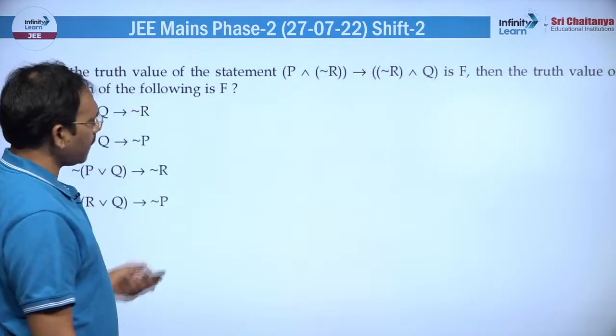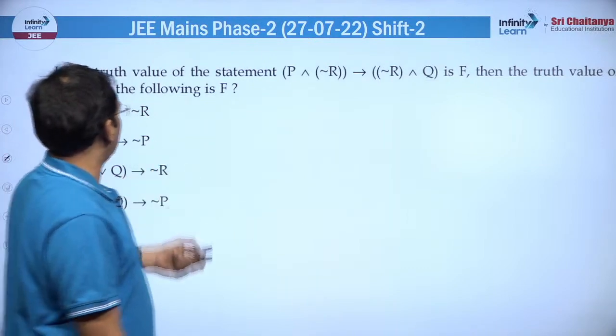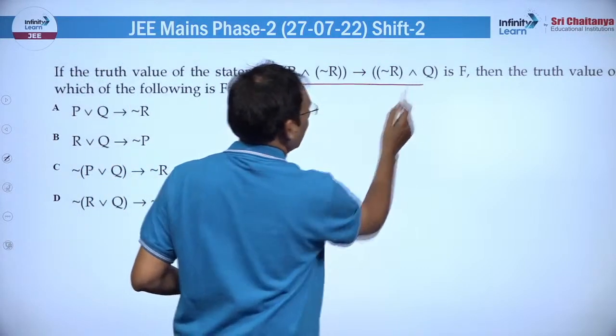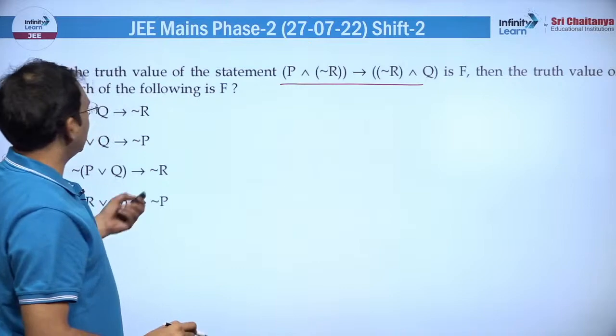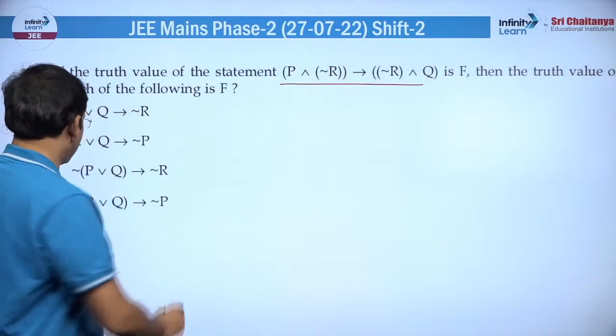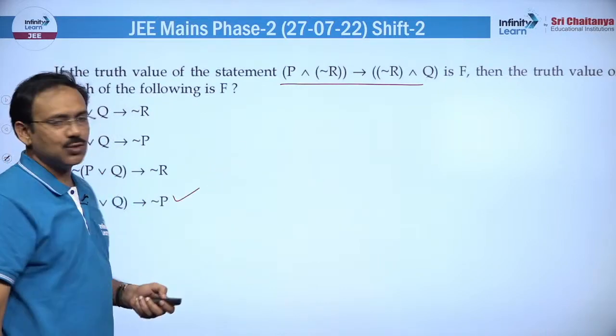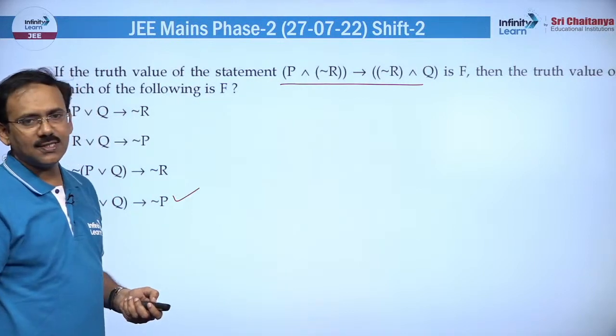Next, this is a simple one. Truth value of this statement is given false, then truth value of which of the following is false. You just observe the cases, you will observe that these two will become false in the same case.